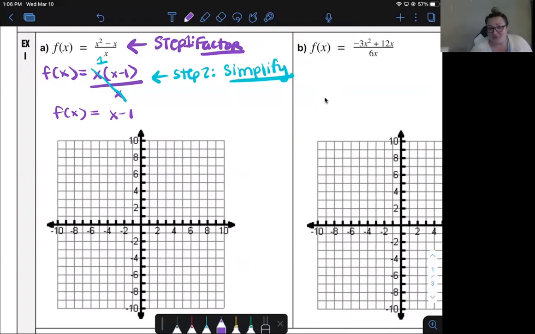It's in slope-intercept form. Remember, y equals mx plus b. I'm just going to remind myself over here where b is the y-intercept, m is the slope.